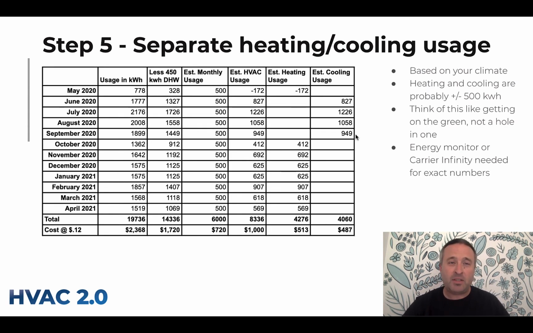Okay, last piece is we want to separate the heating and cooling usage out. So this is based on your climate. Different months are going to be heating or cooling depending where you are in the country. The heating and cooling numbers that come out of there, they're not going to be dead on, but you're probably going to be plus or minus 500 kilowatt hours a year, something like that. So the way to think of this is not like a hole-in-one. This is like getting on the green.